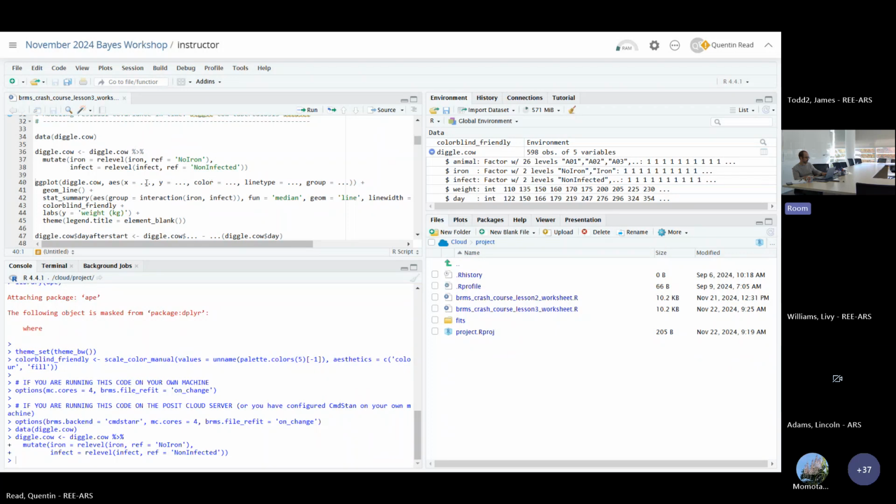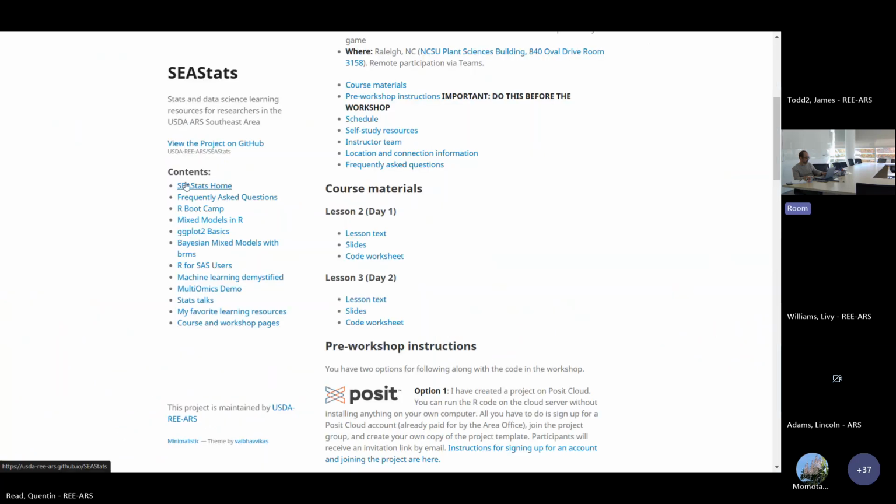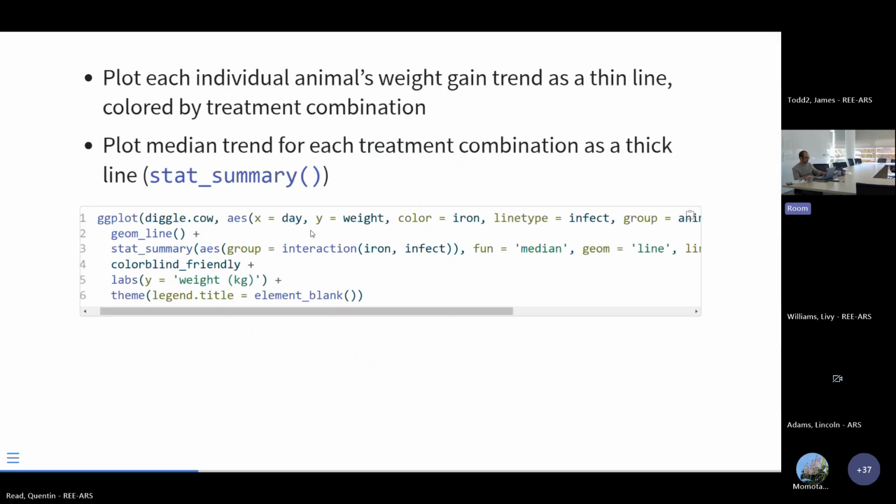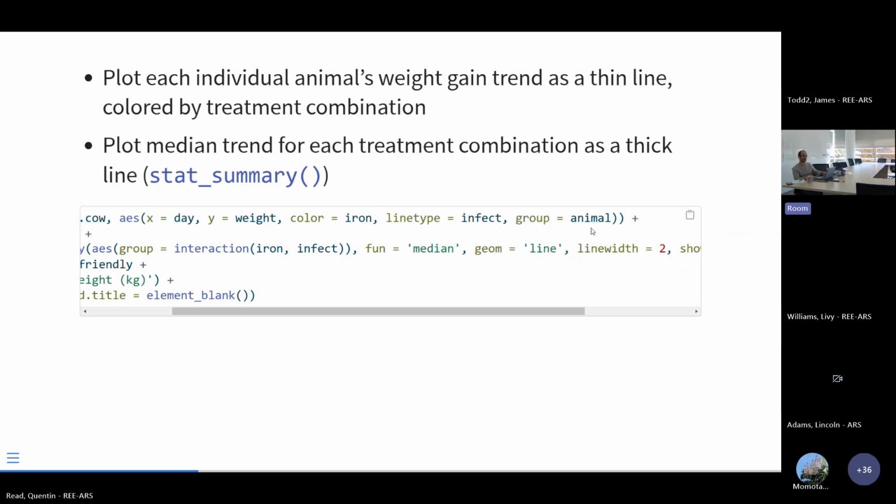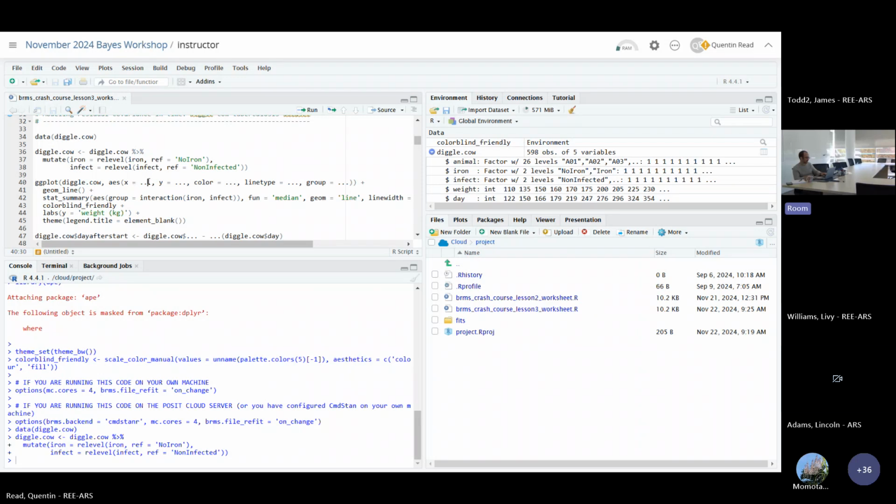So let's see. Yes, day is the x-axis, weight is the y-axis. We're going to do iron as the color, and then we're going to have solid and dotted lines for the infection. So we'll have 2 different colors and 2 different line styles on there. And then animal is the group, which means a separate line will be drawn for each animal. So that's how you do that.